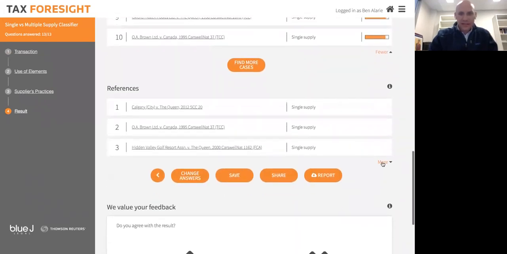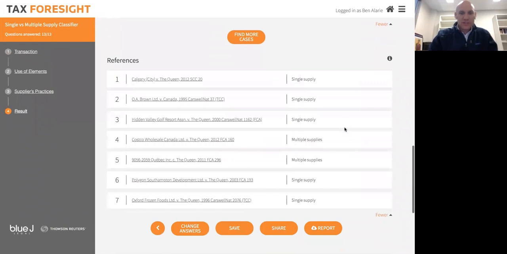The system also identifies the leading cases on this question. These are not necessarily similar cases to the facts of the case that we have here. Instead, these are the cases that get cited most frequently. These are regarded as the most relevant cases when courts are looking at this question of whether there's a single supply or a multiple supply.